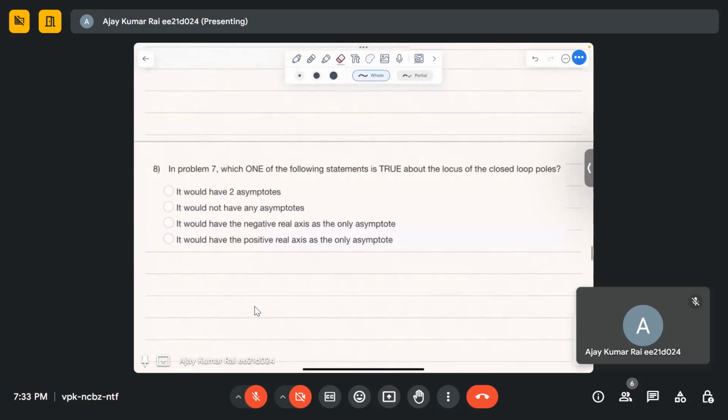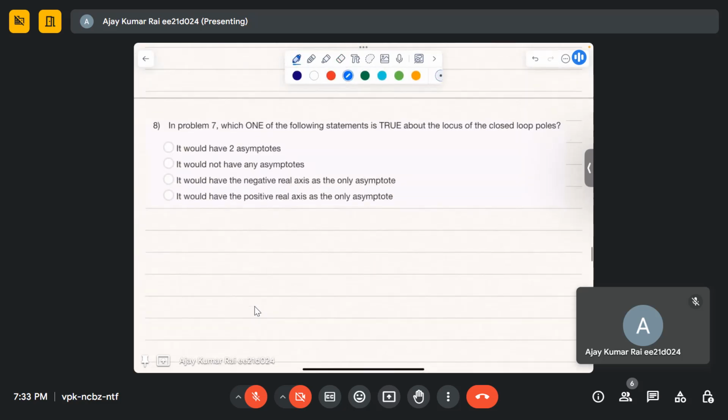Okay, let's go to the next one. In problem 7, which one of the following statements is true about the locus of closed loop poles?